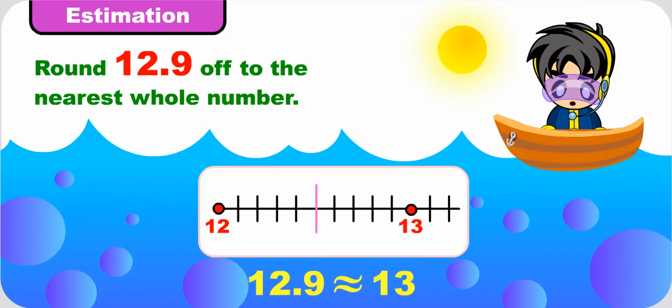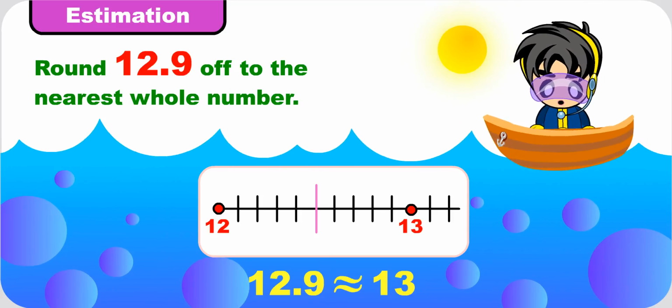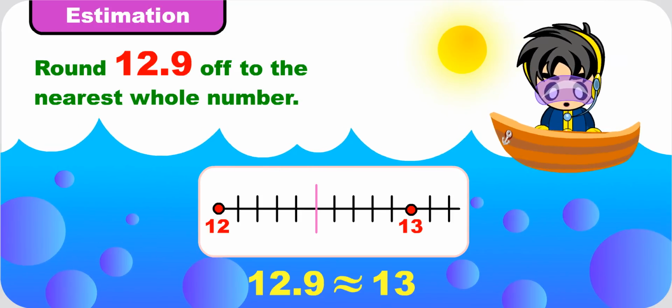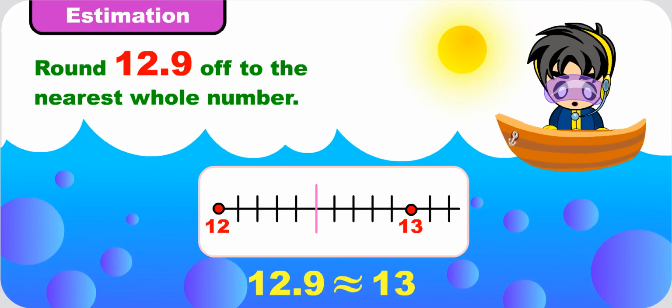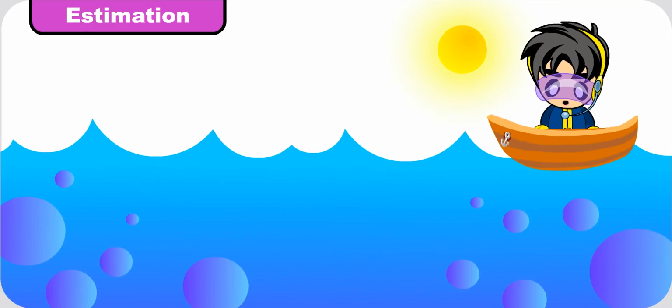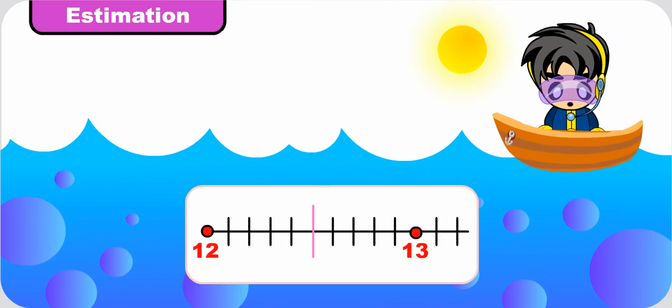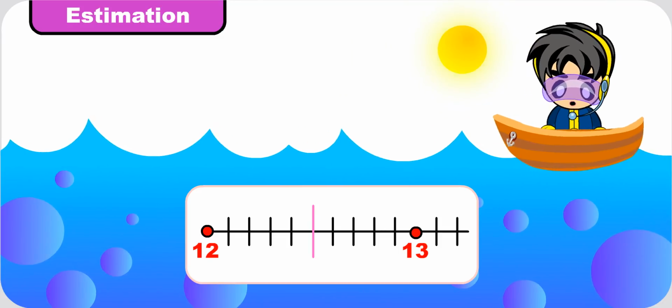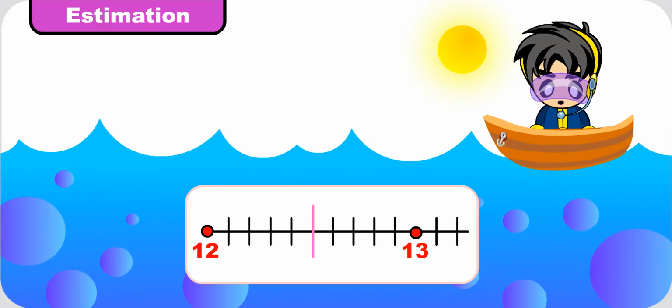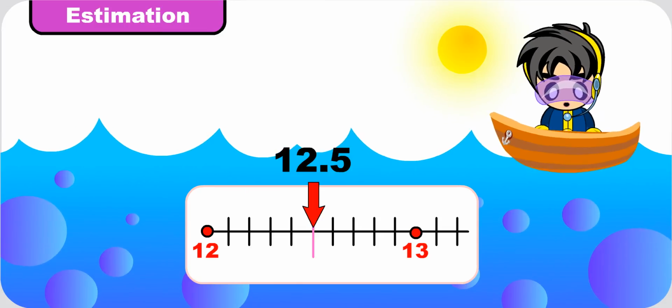Teacher, so I need to draw a number line each time I want to round off a decimal to the nearest whole number? No, that is not necessary. There is a simpler way. Look at this number line. Can you tell me what number is the halfway of 12 and 13? It is 12.5. Good, Turbo Boy.